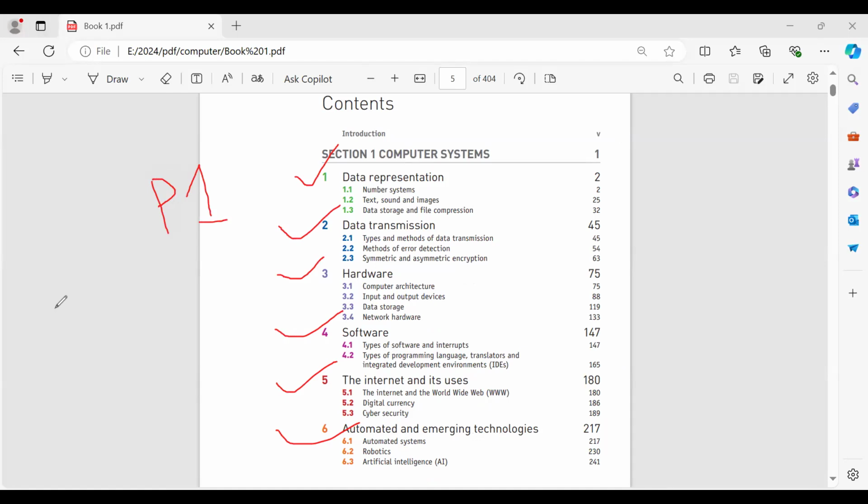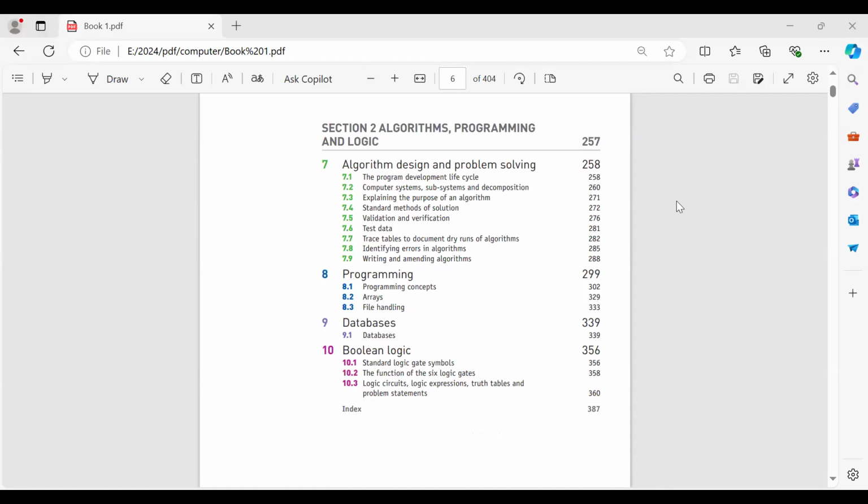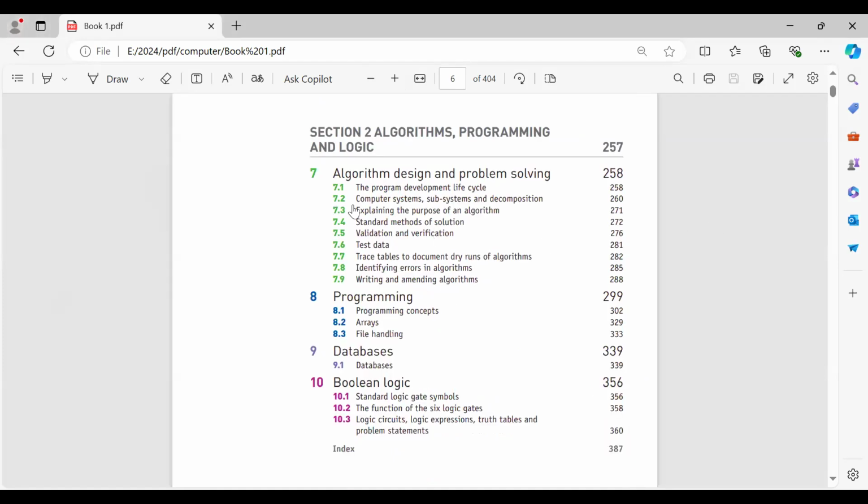Okay, now move to section two. So this is section two. It has four chapters, so each chapter is given in paper two. There are two papers, paper one and paper two. So from the first chapter we have to start.